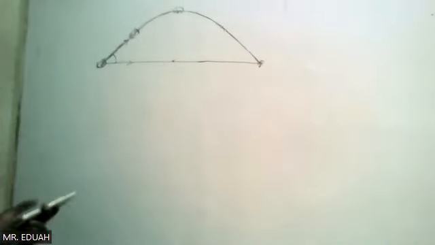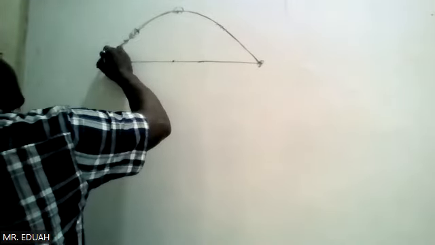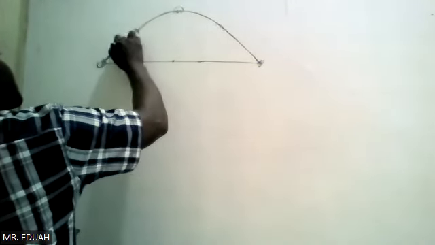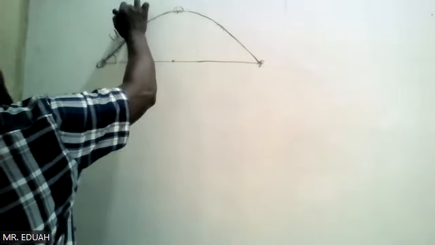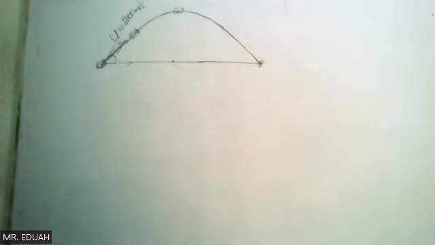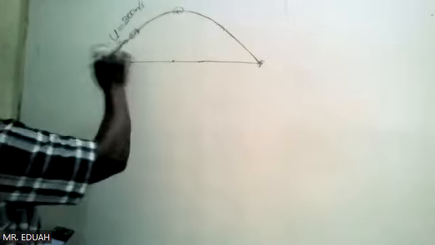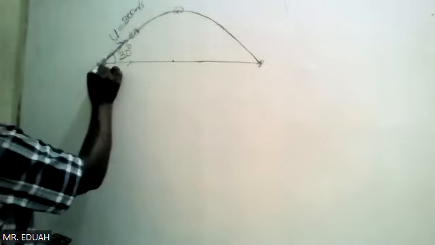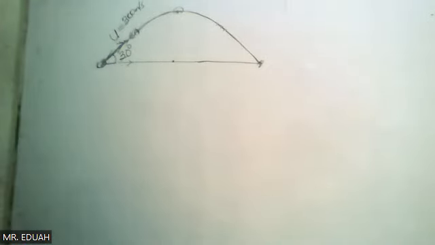So we are told that a missile is fired with a velocity of 300 meters per second. So the velocity given to the body, u, is equal to 300 meters per second, at an angle of 30 degrees with the ground. So this velocity makes an angle of 30 degrees with the ground. This is the ground. The horizontal is the ground.